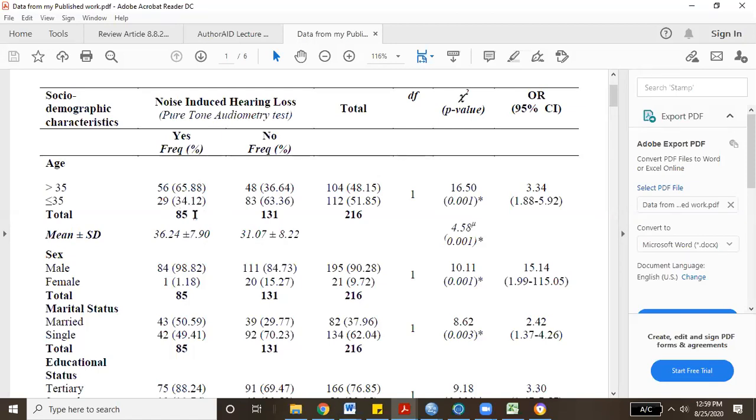Why is 65.88 greater than 34.12? I need evidence, because in research, you don't just say, oh, 65.88 is greater than 34.12. No, you need evidence. And what is the evidence? The evidence is the test of significance. And what test of significance should I use? Chi-square, because I'm comparing proportions. So I used the chi-square, which is 16.50, and my p-value, which is less than 0.05, is showing that those that are greater than 35 are truly significantly higher in terms of being susceptible to noise-induced hearing loss. And I did the logistic regression, which is the odds ratio, that showed that they were 3.34 times more likely to have noise-induced hearing loss compared to those that are younger in age. So that is what I did.